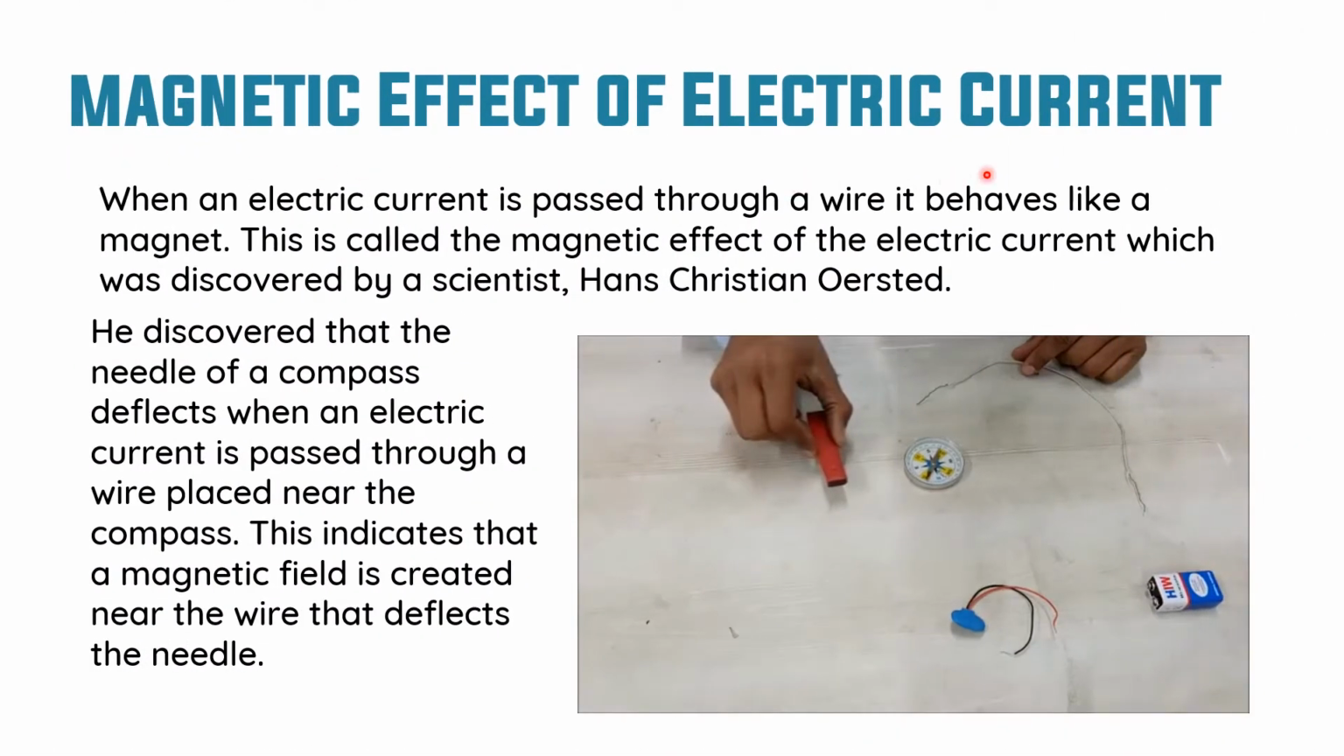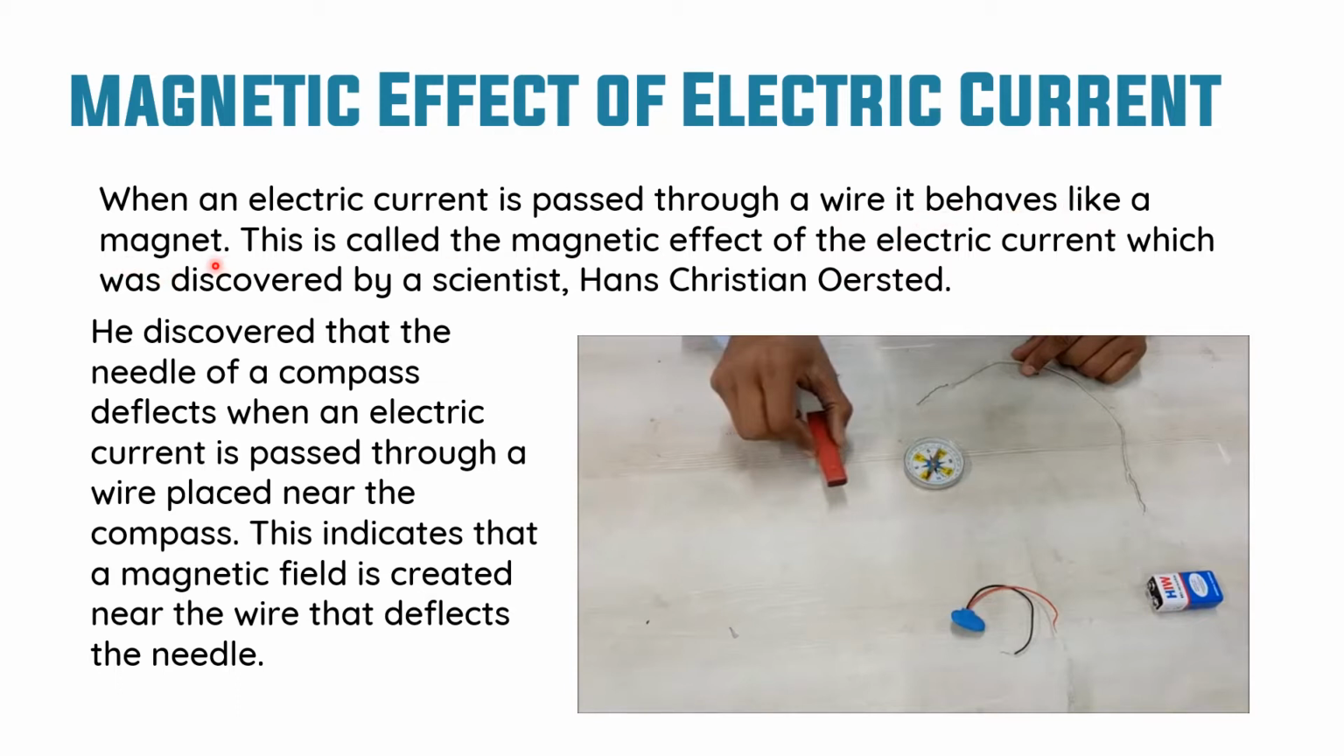Magnetic effect of electric current. First we will see the definition of magnetic effect of electric current. When an electric current is passed through a wire, it behaves like a magnet. See, that is a wire. Electric current passed through a wire or any conductor. Conductor means the material which allows electricity. So we can take one wire. So that wire allows electricity. So electricity passed through a wire, that behaves like a magnet.